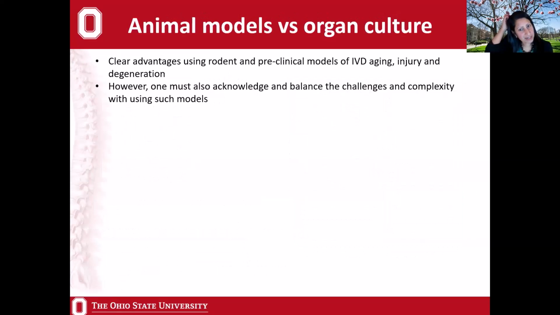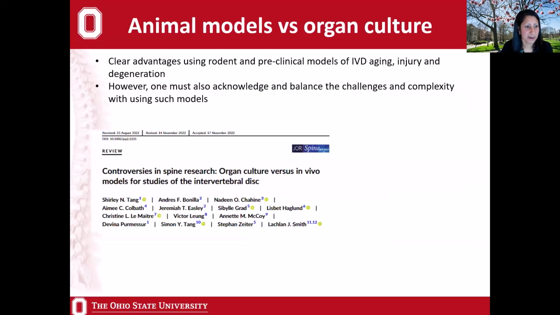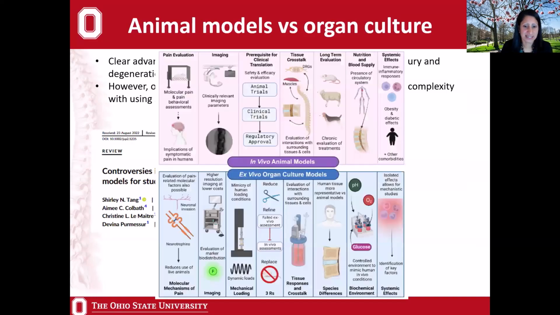Then, as I described in terms of animal models, there's clear advantages of using the rodent in these preclinical models, but we need to balance this. And a recent publication by the spine research community was reviewing in vivo models versus organ culture. But like I said, it really depends on the question, and there's advantages and disadvantages to using both.